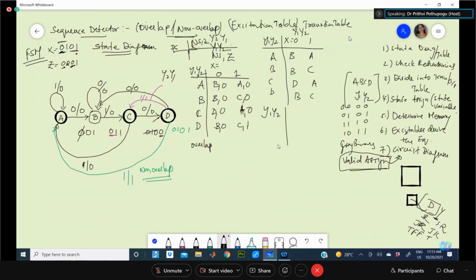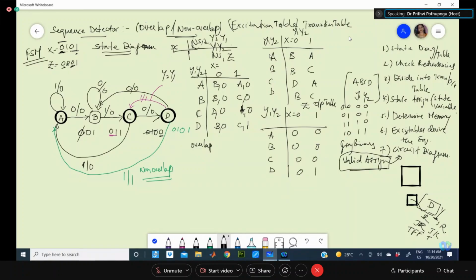This will be the output table. That means we need to divide this into the tables we are saying. Output table: A, B, C, D, 0, 0, 0, 0, 0, 1.